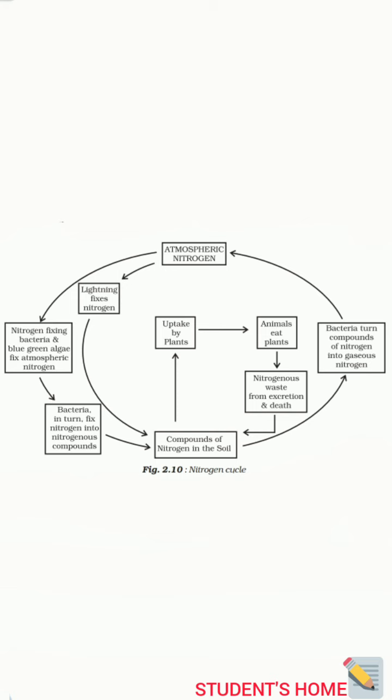Then from there it will go to the animals that eat plants. Then again it will go to nitrogenous waste from excretion and death, and then to compounds of nitrogen in the soil. And then these compounds can again be converted back into atmospheric nitrogen by some different kind of bacteria. So this was all about nitrogen fixation, class.